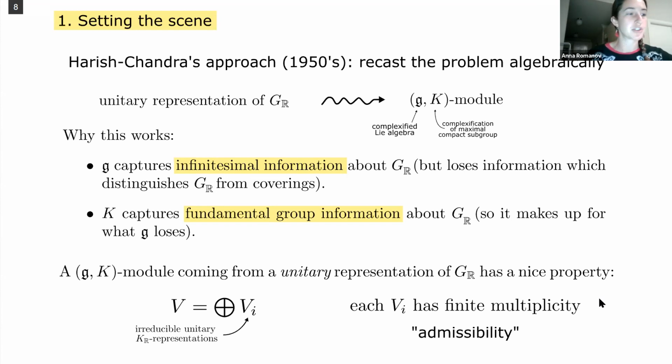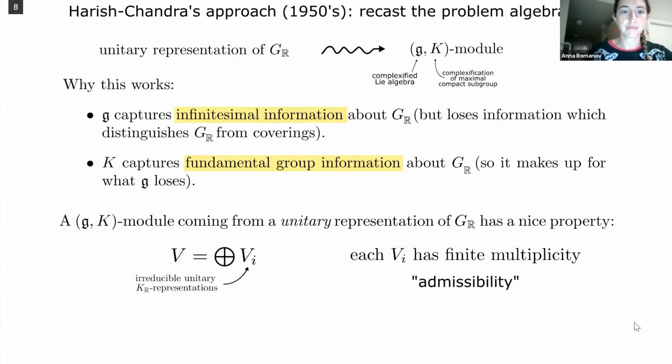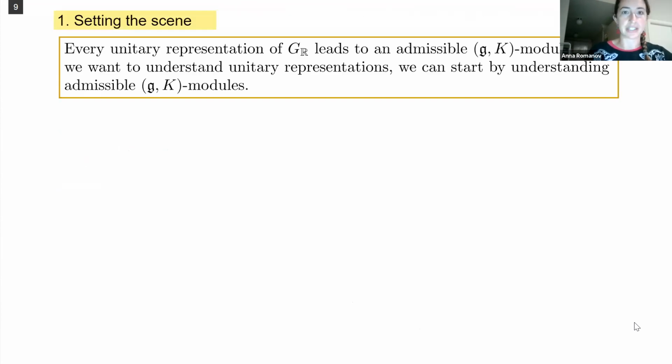So our strategy for studying unitary representations is to expand the class of representations we're studying slightly. And we will try to study unitary representations by instead studying admissible GK modules, and then eventually find within the admissible GK modules which ones came from unitary representations. So that's how I add my adjective admissible, which is going to show up throughout the talk. And this is basically what I just said. So since every unitary representation leads to an admissible GK module, we can start by studying these. And so this is the setting of today's talk.